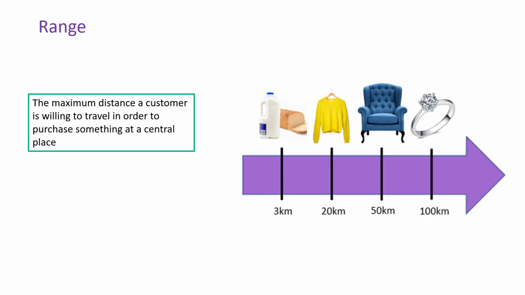So this last one here, I think is the one that's the easiest to get your head around. The range, and this is the maximum distance a customer is willing to travel in order to purchase something. So again, bread and milk, low order goods, you're not willing to travel 50 kilometers to go and get. That you would go and get from your local shop. A clothing retailer, you travel a little further. Furniture is something that you don't buy often. It's something you would think about the purchase a lot more than just bread and milk, and for that you'd be willing to drive further.